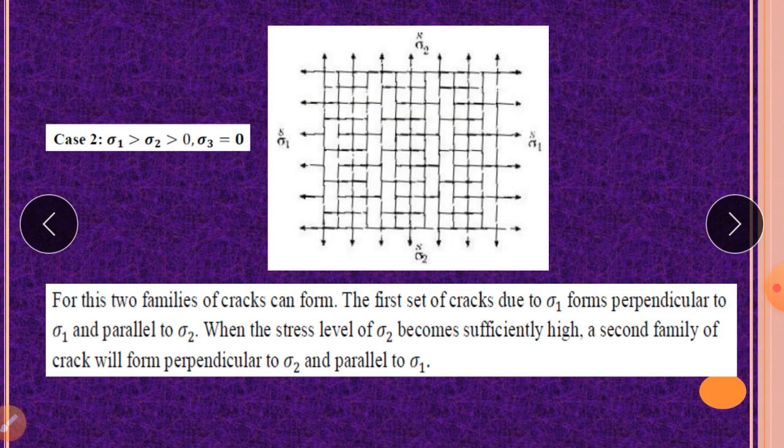So case 2, you can see the case 2 where sigma 1 and sigma 2 are greater than 0, meaning both have positive values, and sigma 3 is equal to 0, but sigma 1 and sigma 2 are not equal. Sigma 1 is greater than sigma 2, and sigma 2 has a value more than 0. So sigma 1 is the higher stress, that we have to consider. Sigma 2 has some stress, so it is positive, and sigma 3 is considered as 0.